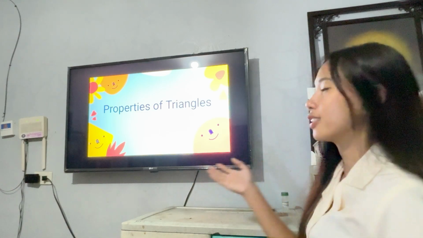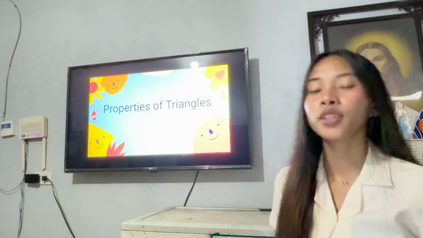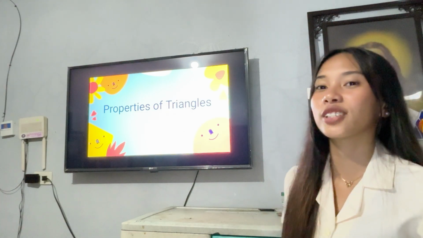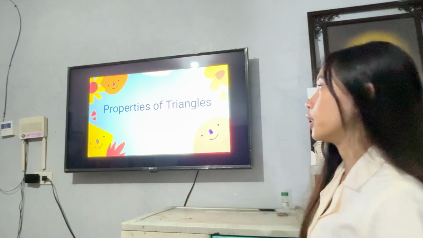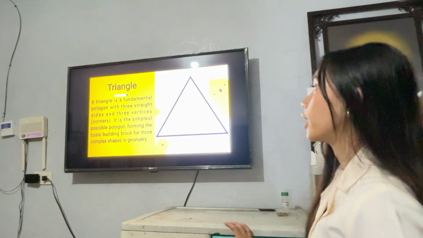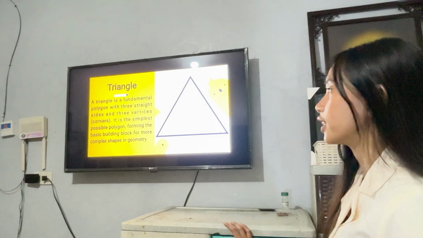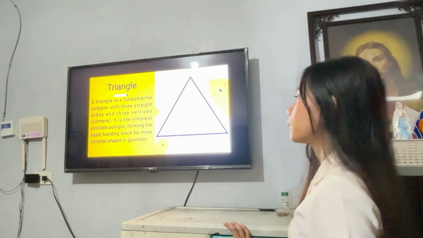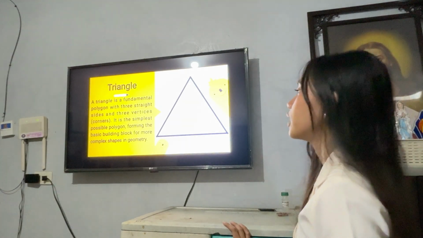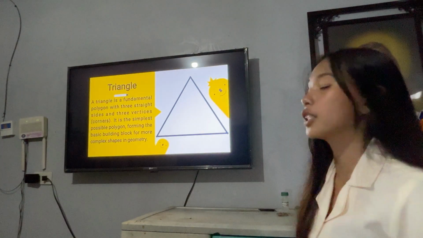And our lesson is all about triangles. We're going to talk about its definition and its properties. So let's start. So what is a triangle? A triangle is a fundamental polygon with three straight sides and three vertices. It is the simplest possible polygon, forming the basic building block for more complex shapes in geometry.